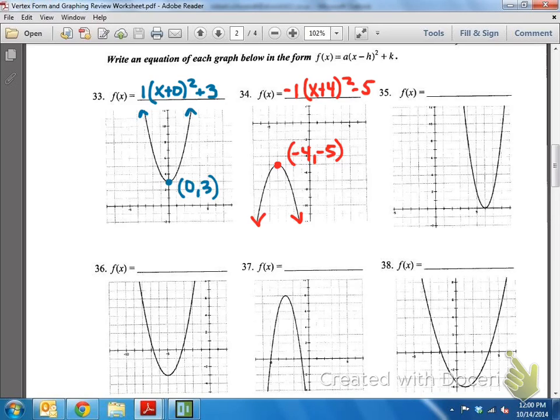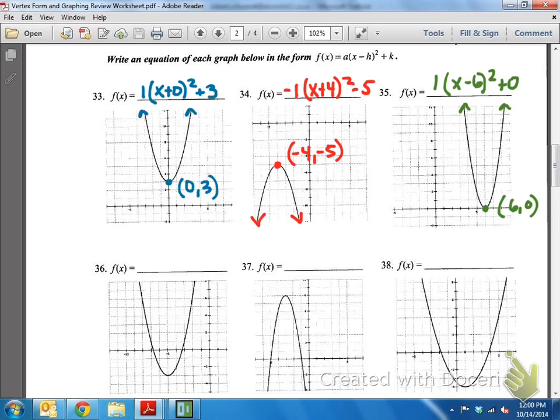All right, so our final example, number 35, looks like my vertex is at 6, 0. And the graph is going upwards, so that means A is going to be positive. We'll just put positive 1. All right, and then if we look at the x part, it's 6, but it's a positive 6, so inside the parentheses, I'm going to write x minus 6 squared. And then 0 is just plus 0, but I really don't have to write the plus 0. If I wanted to do x minus 6 squared, that would be just fine.